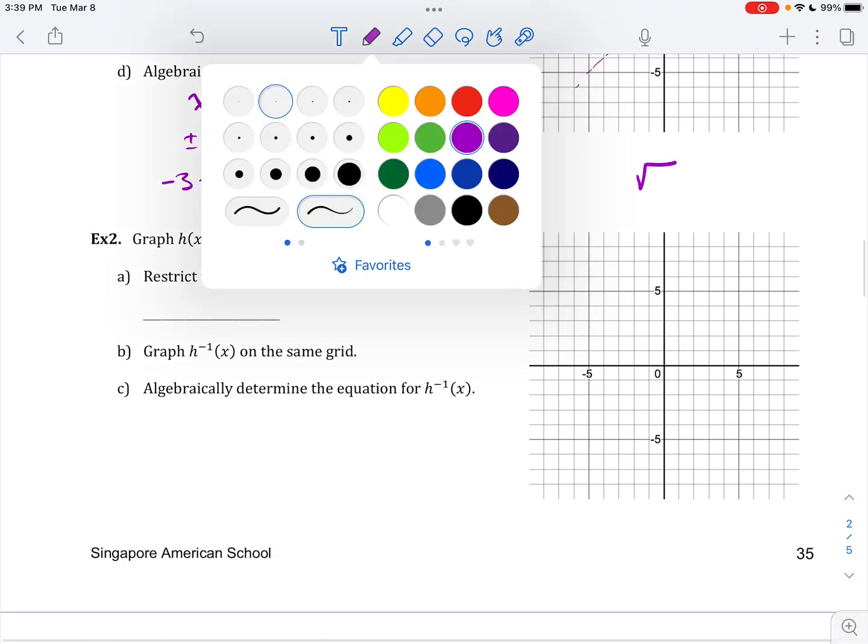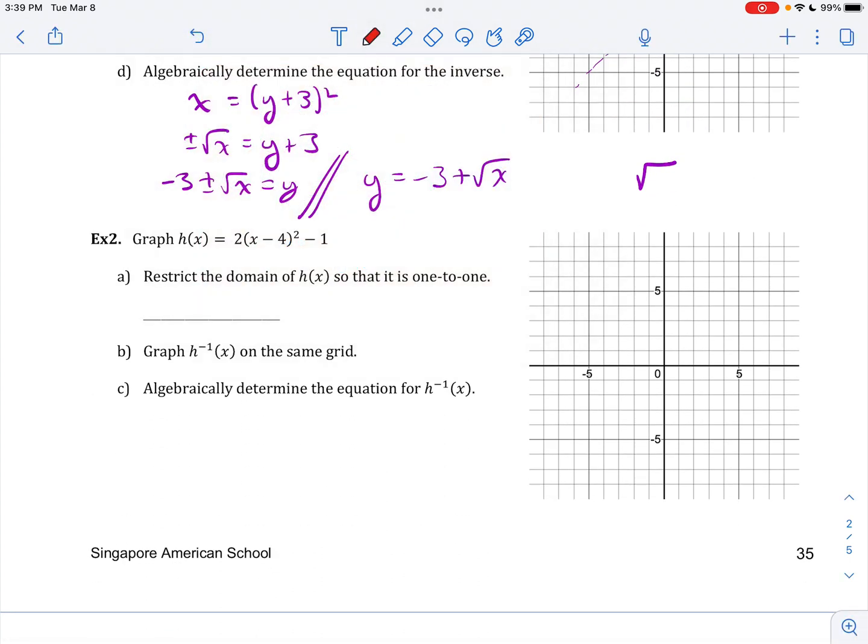All right, let's do this again. We have a function where we have 2 times x minus 4 squared minus 1. This is vertex form already, so let's just do vertex form. The vertex here is 4, negative 1. So it's over here. 4, negative 1's right there. And then it has an a of 2.